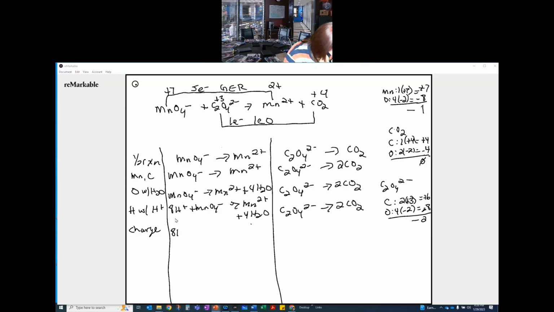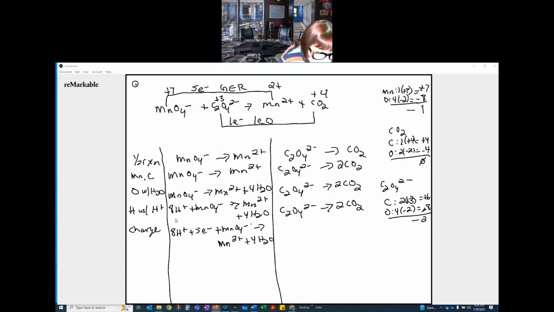So what's going to happen is I'm going to take that 8H plus, 5e minus, plus an MnO4 minus going to Mn2 plus 4H2O. And of course, we identified before that it was a 5 electron process. And we said gain electrons, reduced, and they're on the reactant side. So that was a gain.